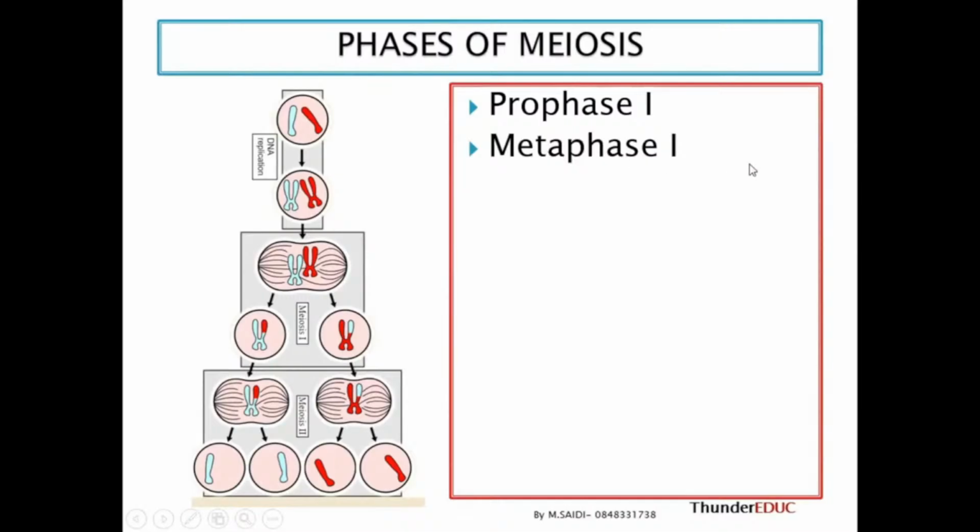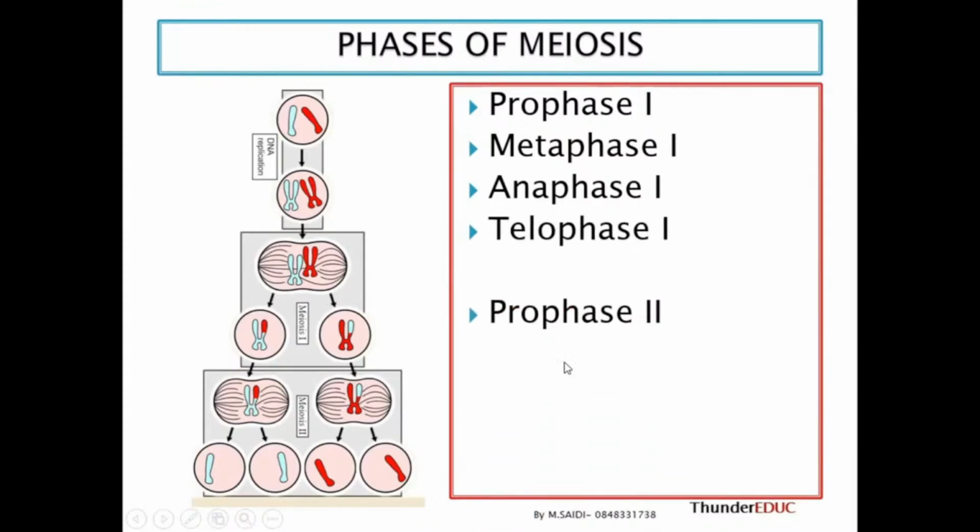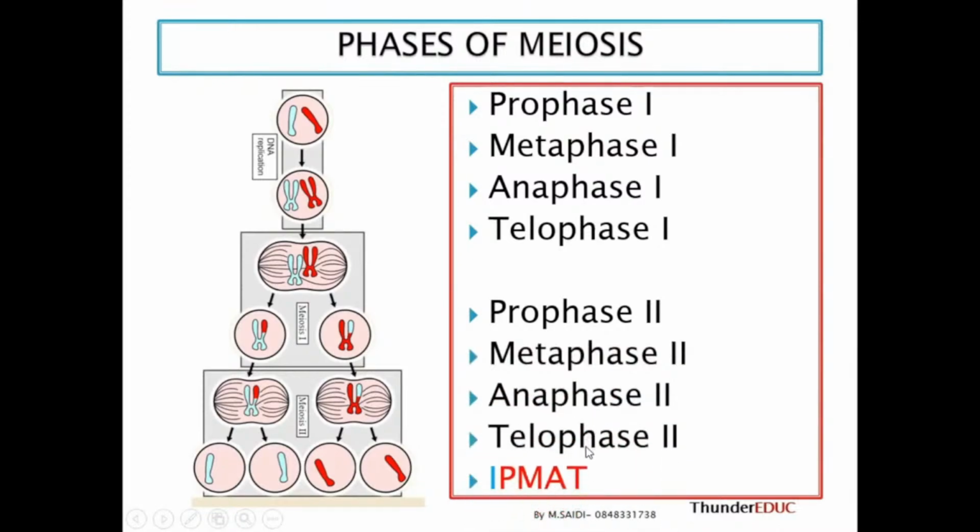Then you have metaphase versus middle, M versus M. And then anaphase versus apart, A versus A. And then T means telophase, T versus T. So even in Prophase II, Metaphase II, Anaphase II, and then Telophase II. So if we take the first letter, we form what we call IPMAT.